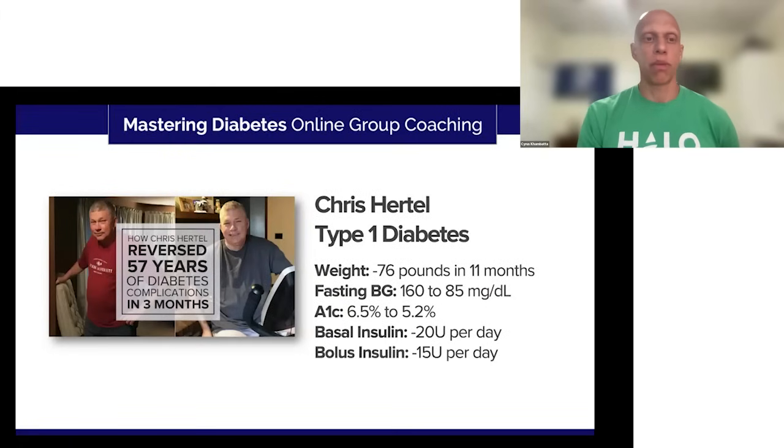Okay. Another example, Chris Hortel, type 1 diabetes, obese, hypertensive, high cholesterol, lost 76 pounds in 11 months, cut his fasting glucose in half, A1C down by a full percent and then some.